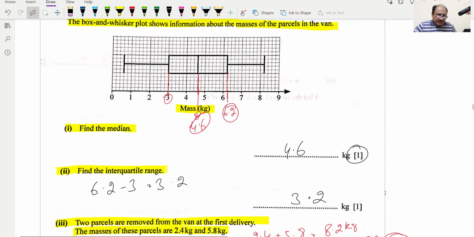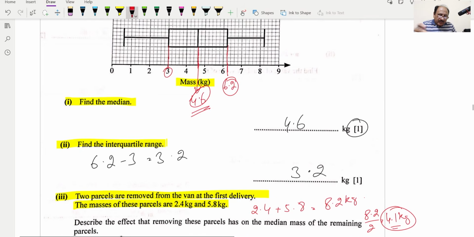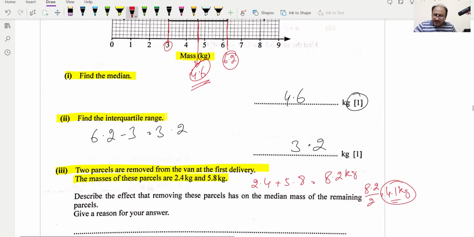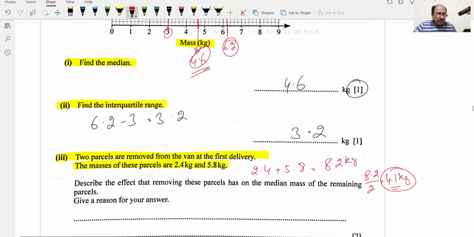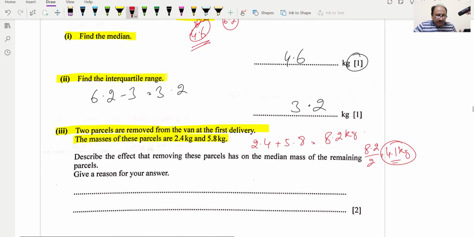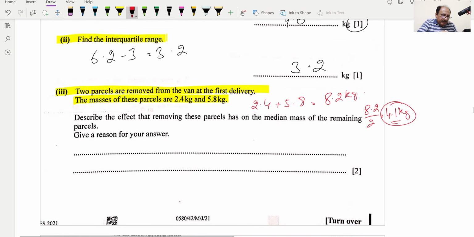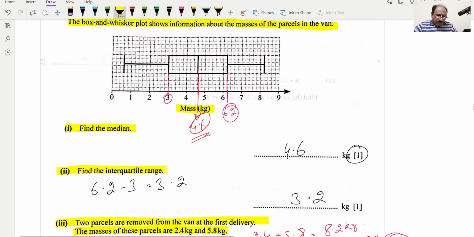So the median in this case is 4.6. Earlier the median is 4.6, now 2 parcels of 4.1 are removed, so the median will further increase. They are asking to describe the effect of removing these parcels on the median of the mass of the remaining parcels, and give a reason for that. So we have removed 2 parcels of 4.1 average.